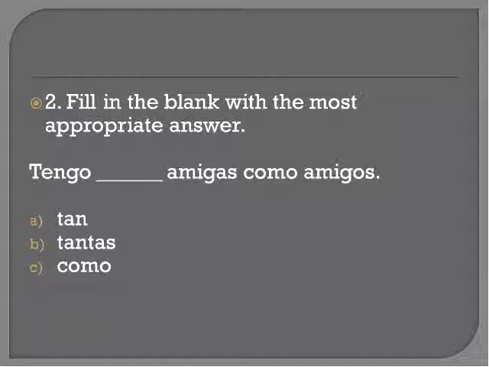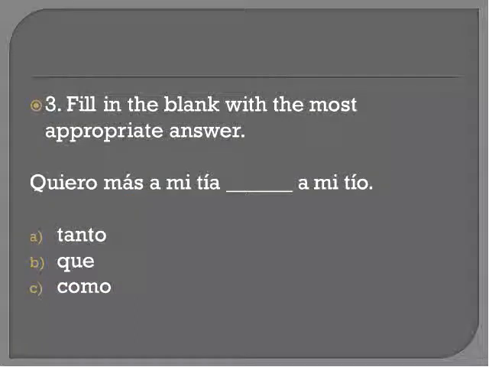Okay, our next one. Tengo amigas como amigos. So yeah, we want to agree with gender and number. What is it? Tantas. Yes, it's more than one. Tengo tantas amigas como amigos. And if you choose C, you just missed the entire rule right there. Okay, you're either using your tan or tantos. You're agreeing with gender and number, and then with como.